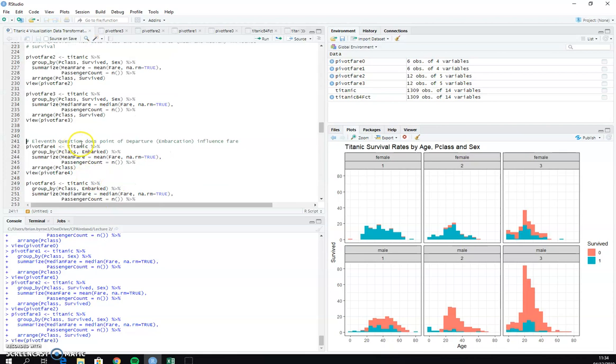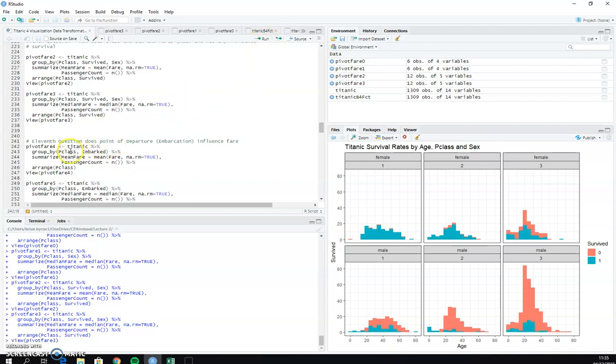Okay. 11th question, does the departure, so point of embarkation, point of departure influence fare? So there were 3 points of departure. There was Cherbourg in France, Southampton in UK, and there was Queenstown, which today is Cobh, in County Cork, Ireland. So let's just take a look at this.